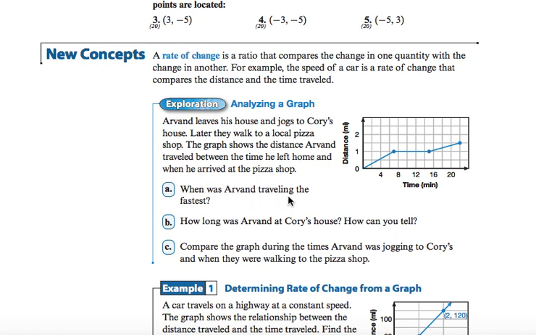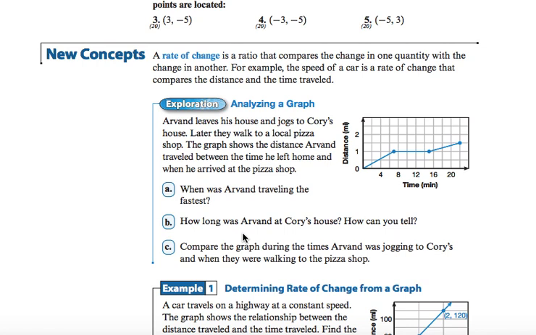Well, because speed is a relationship between distance and time, we'd say that the steeper the line here would be, the greater the speed, because the distance is increasing as the time is increasing. So he jogged initially to get to Corey's house. Later they walked to the pizza place. It's probably when he's jogging during this rate of change. His distance is increasing as time goes on, but it's increasing at a higher rate than when they're walking in the second portion.